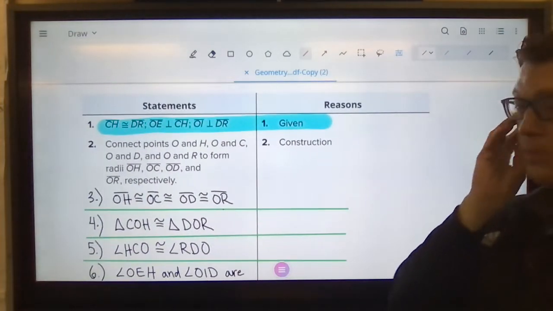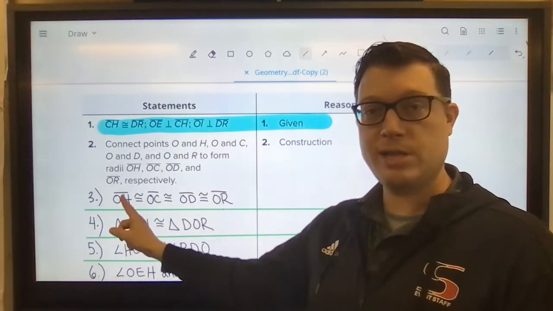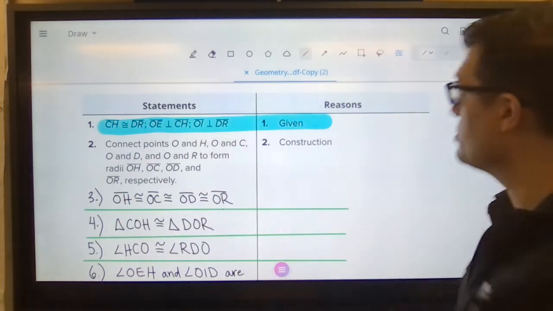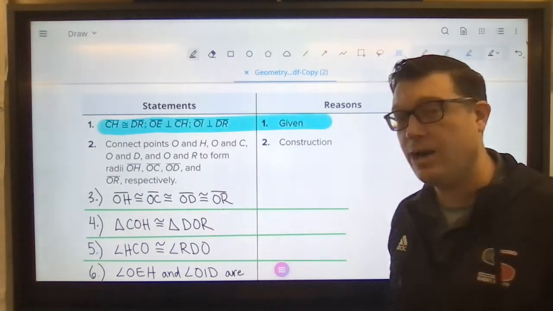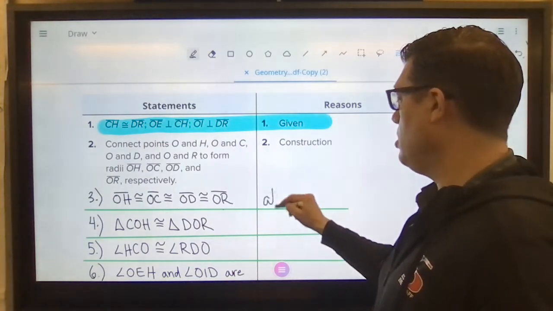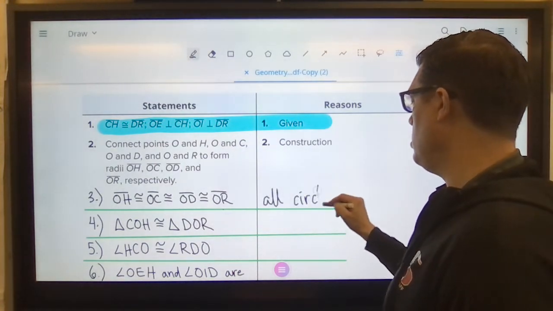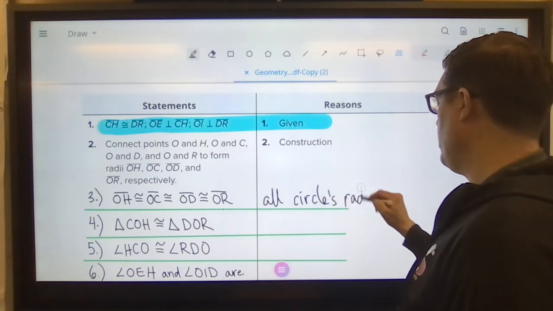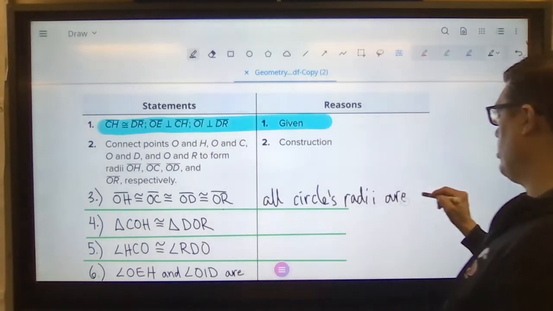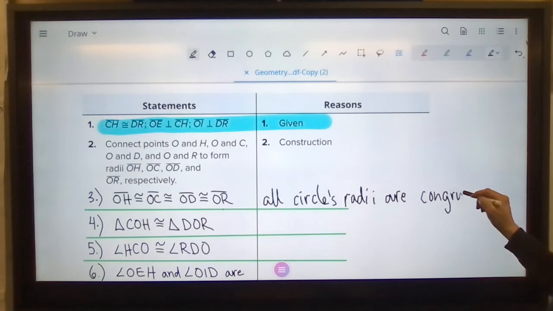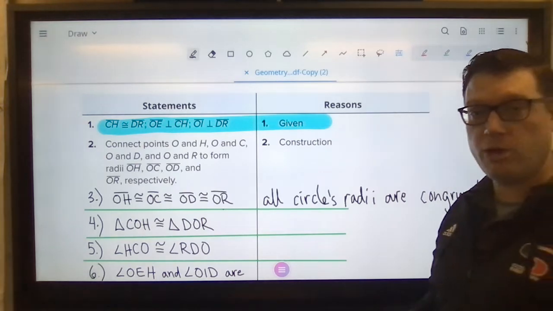That's number 3. Those 4 segments are all radii of a circle. And the fact about radii of a circle is that all circle radii are congruent. Okay, that's what we say for number 3.